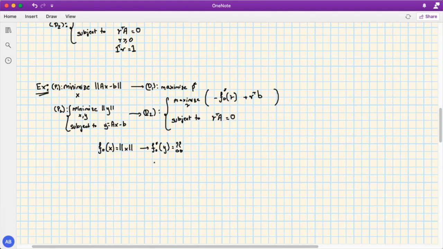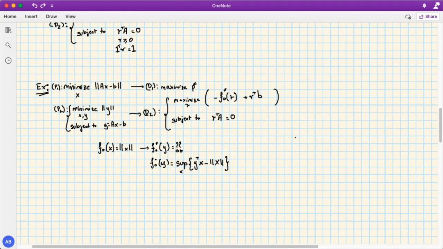So in other words, I am looking for the dual of the norm, right? So by definition, f0 star y is the supremum over x of y transpose x minus f0 of x, that is the norm of x. Now we have two cases here to argue based on the dual norm of y.